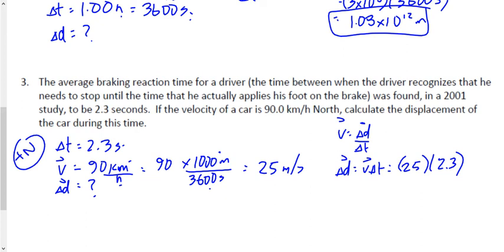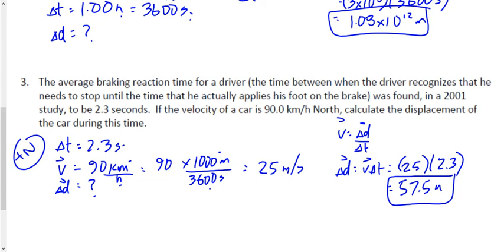Gives me 57.5. And it's positive, which means it's to the north. Make sense? So let's revisit that again. 57.5 meters. Like you're going at 90 kilometers per hour, which is still 20 kilometers per hour under the speed limit on the highway.